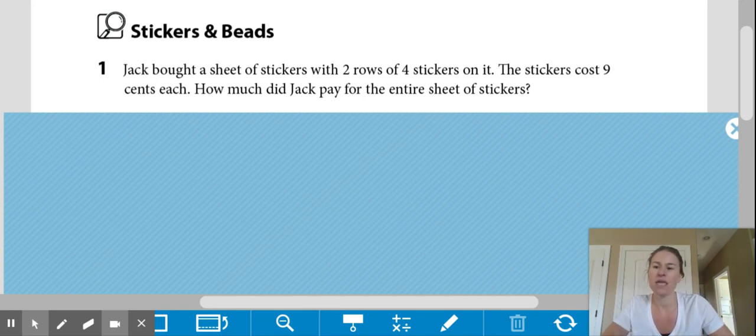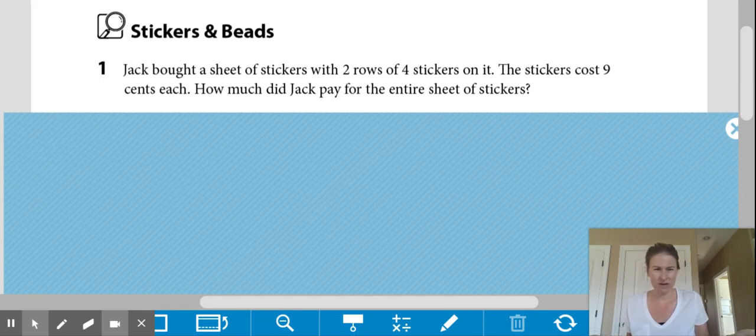So here's a problem. Jack bought a sheet of stickers with 2 rows of 4 stickers on it. The stickers cost 9 cents each. How much did Jack pay for the entire sheet of stickers? I want to make sure that I stop, think about what's happening. Picture it in my head. Okay, he's got a sheet of stickers and there's 2 rows of 4. So a 2x4 array I'm picturing. And the stickers cost 9 cents each. That means each of those stickers on that 2x4 are 9 cents each.